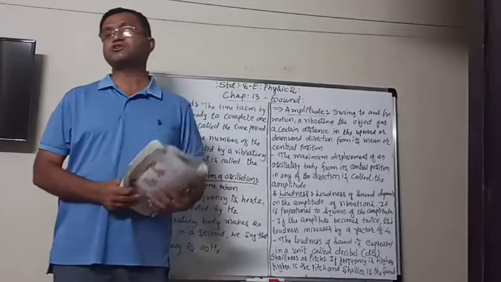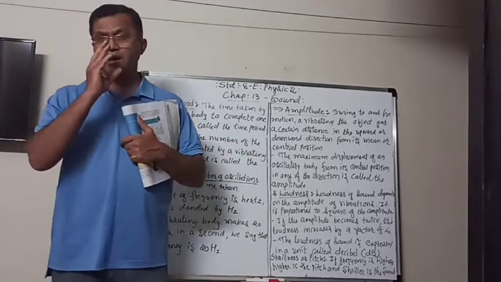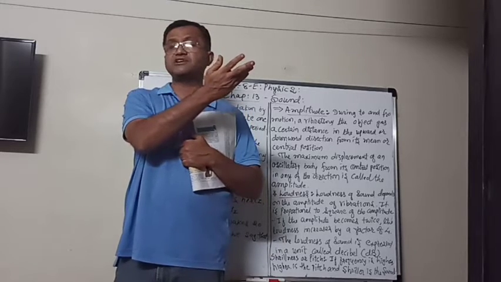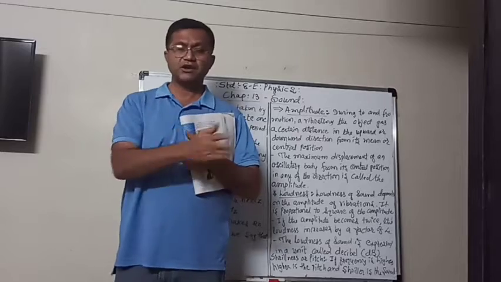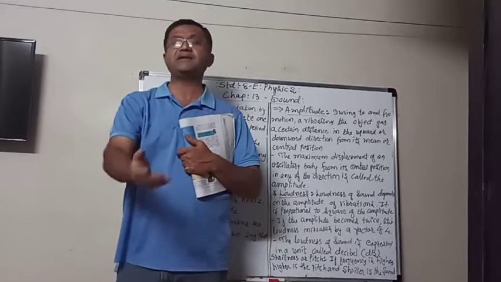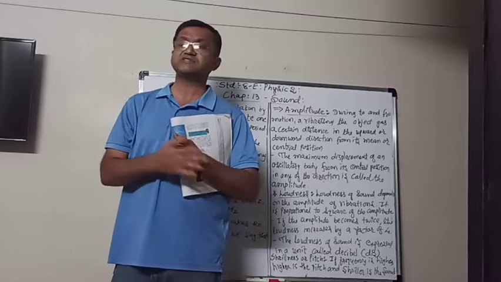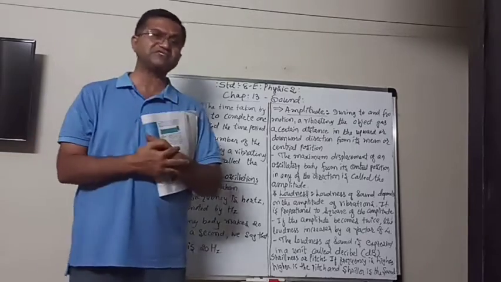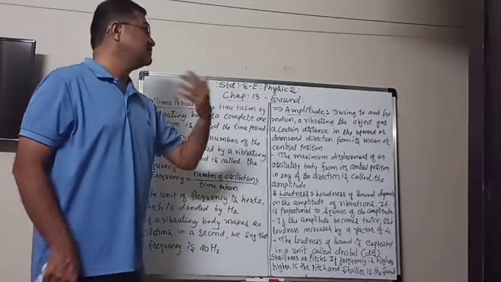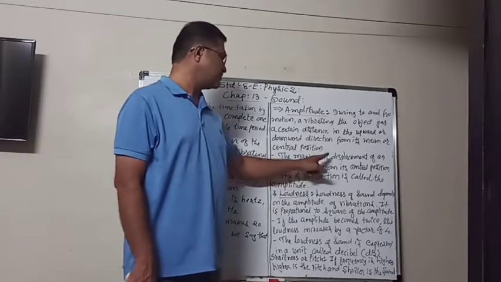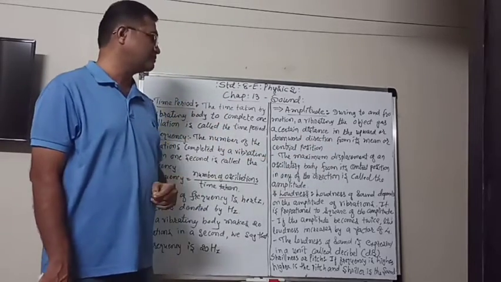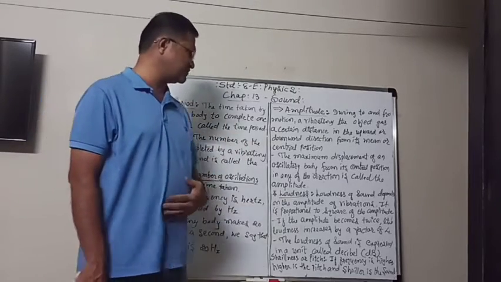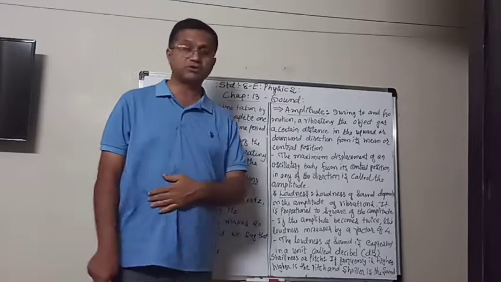As we talked about, during the to and fro motions, the vibrating object moves a maximum distance from both sides, either left and right or up and down. It depends in which direction it's oscillating. So that maximum distance, or the maximum displacement of an oscillatory body from its central position in any direction, is called the amplitude.